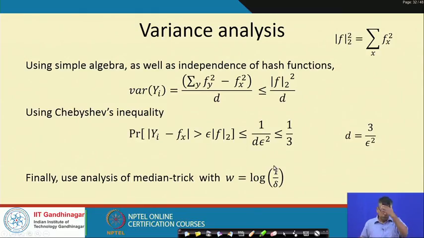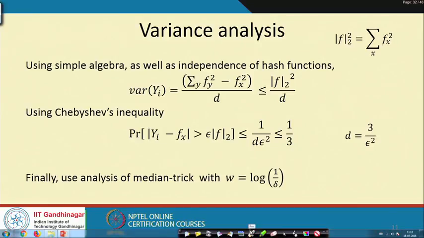Okay. So I won't do the entire variance calculation because a lot of it is algebra, but what you can say is that the variance of y_i is going to look something like this. You are going to have summation over all y of f_y square minus f_x square. And we will not use this exact form.